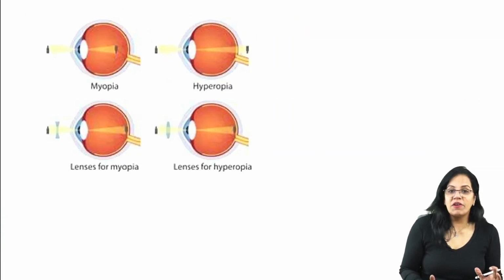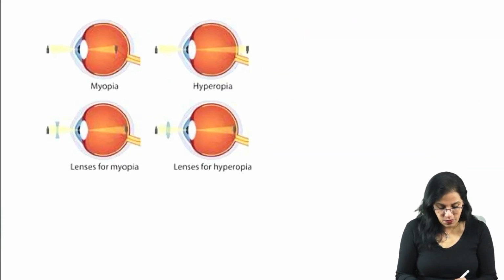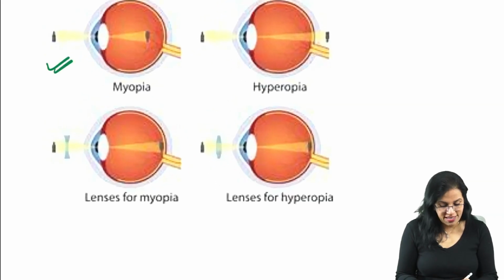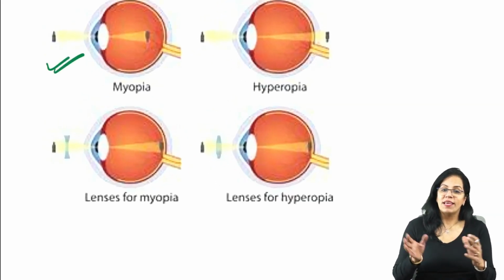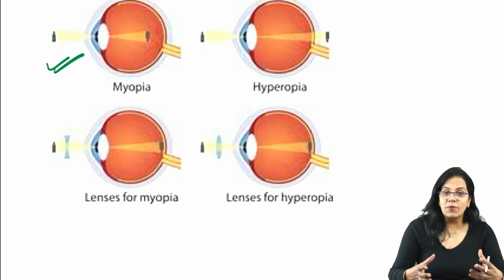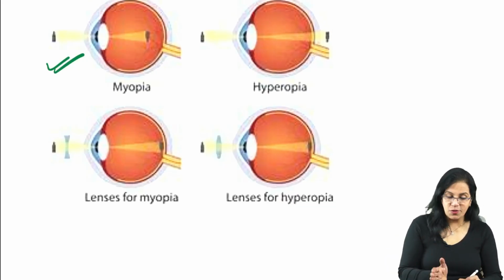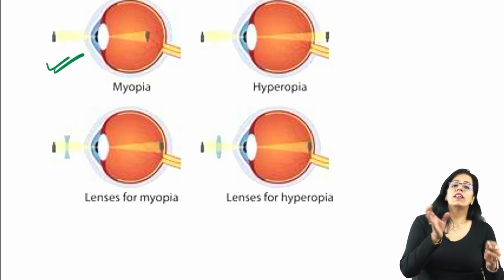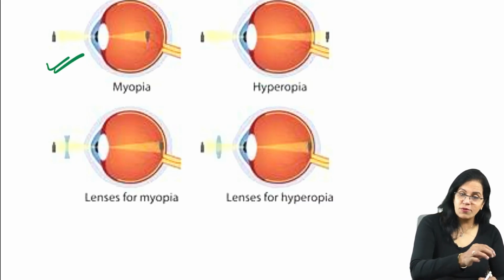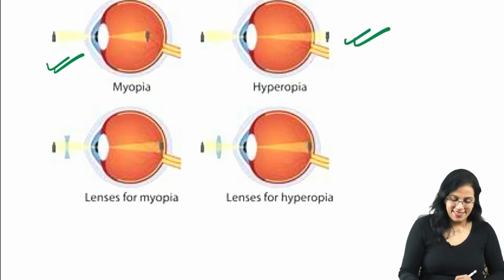And of course, you should be very clear what myopia is: when the focusing is in front of the retina. Why is it so? I hope you have thought about it. The power in the eye is more than I require. Too much bending of light rays, so it focuses in front. When power is less than what I require, it takes a long time to focus. This is hyperopia, focusing behind the retina.